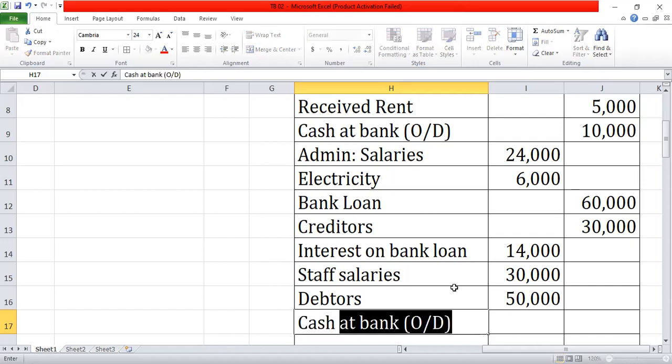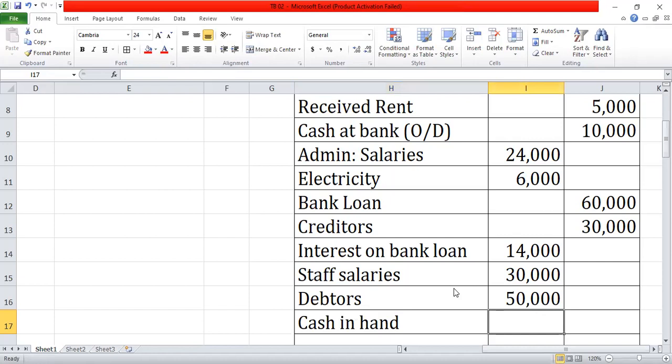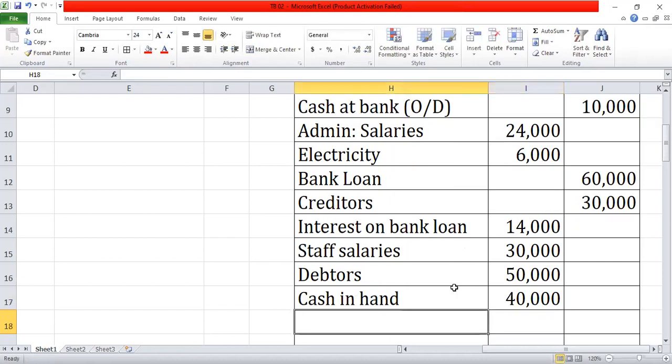After that, cash in hand. Cash in hand, 40,000 rupees, debit column. We all know cash is an asset. 40,000 debit column. But I'm extremely sorry, I can't switch on my webcam today, okay? 40,000.